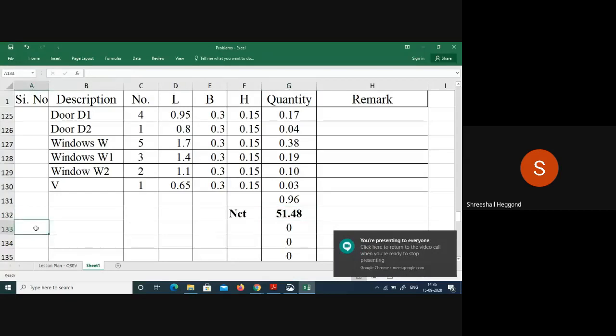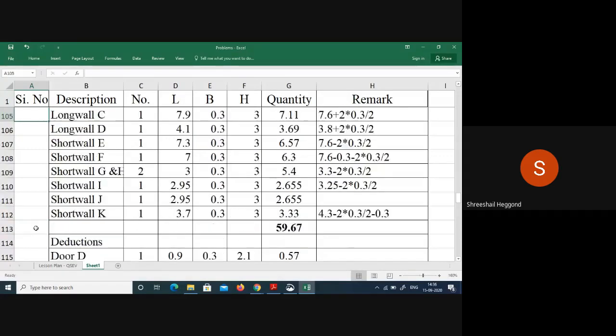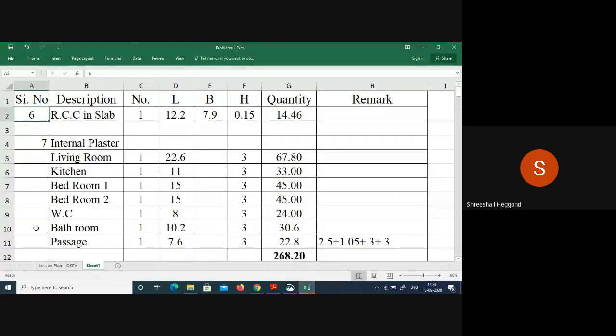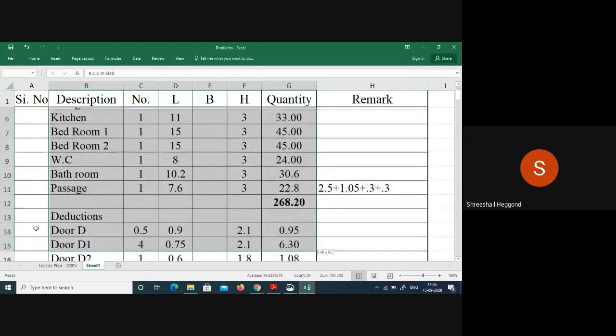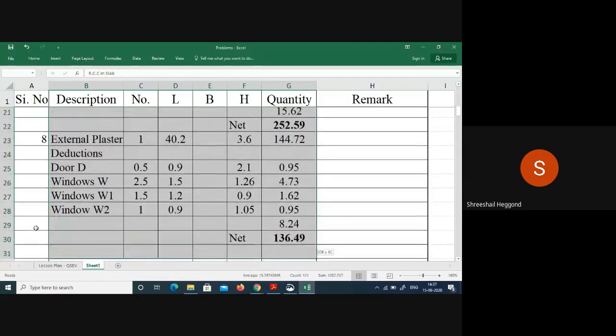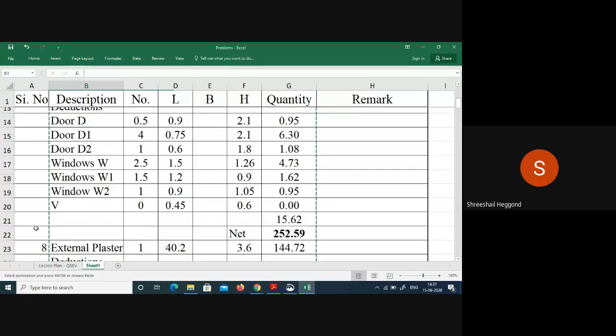Central point would be of lintel is done, brickwork is done. Next is of RCC slab. RCC slab quantity, we can say it as same calculation. Internal plaster also same calculation, deductions also same, external plaster also same. So I can copy paste the same.